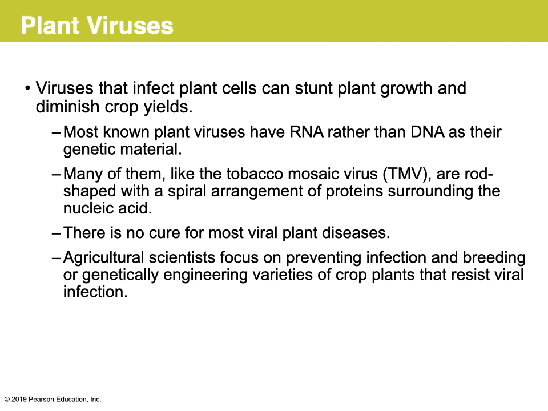Okay, so now we often think of viruses in terms of animal cells, but there are also plant viruses. And viruses that infect plant cells can actually do things like stunt plant growth, and in the case of agricultural plants, diminish crop yields. Now, most of the known plant viruses have RNA as opposed to DNA as their genetic material. Many of them, like the tobacco mosaic virus, are rod-shaped with a spiral arrangement of proteins surrounding the nucleic acid.